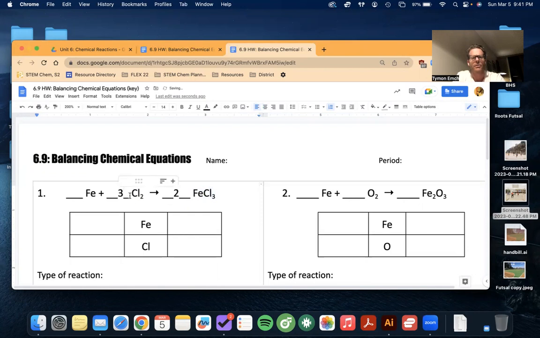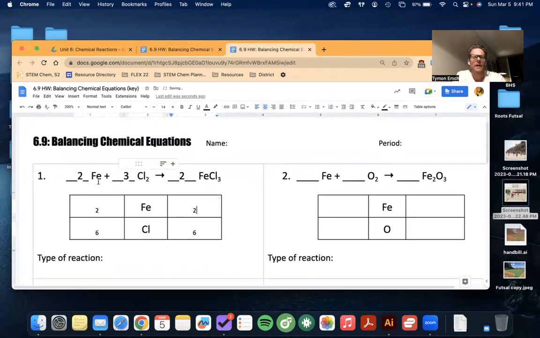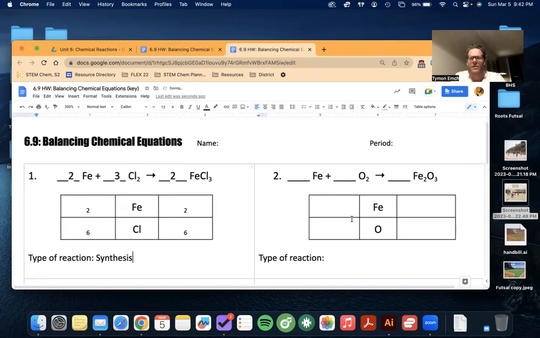So that way I have 3 times 2, 6 chlorine on this side and 6 chlorine on this side. Now I see that I have two irons, so I just need to put a 2 in front of the iron here. That'll give me 2 on this side and 2 on this side. In general, when you have one kind of atom or molecule plus another coming together to get one, you get synthesis.